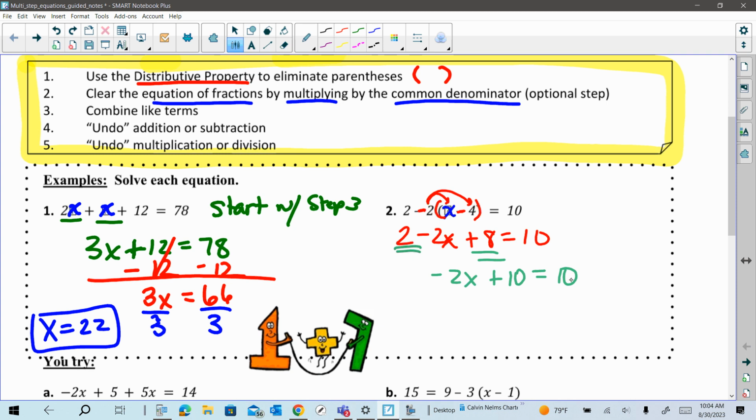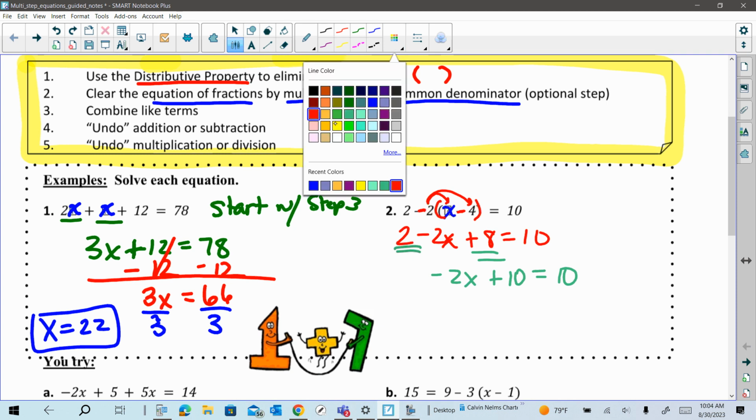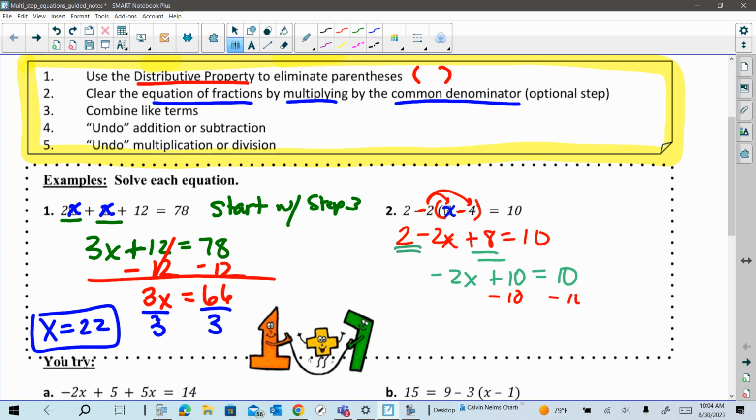Now we need to undo the addition. So subtract the 10. Negative 2x equals 0. Divide by that negative 2. Well, 0 divided by any number is what? So x equals just 0.